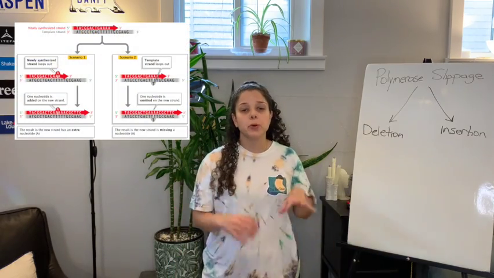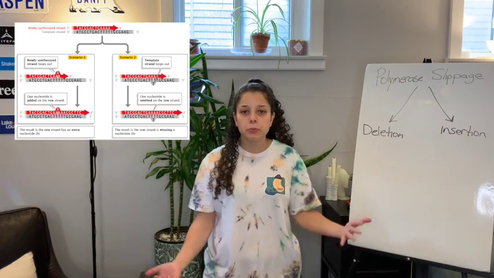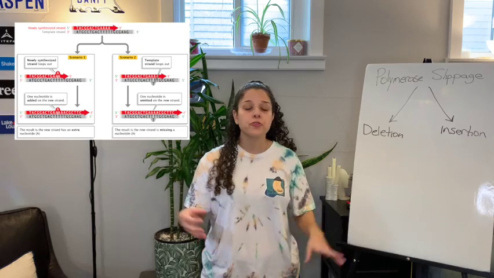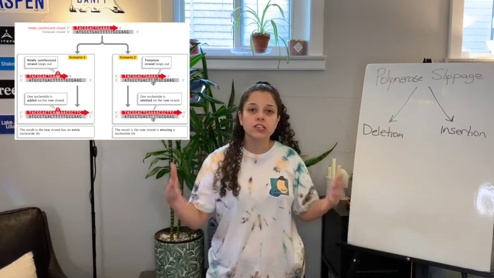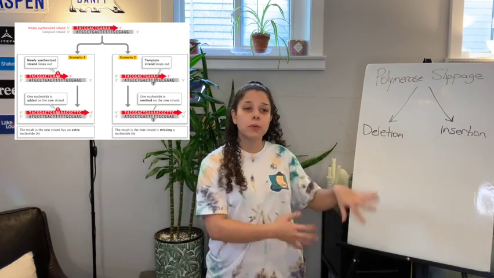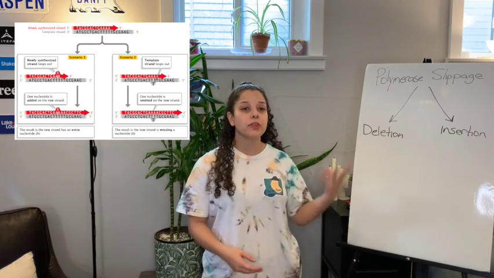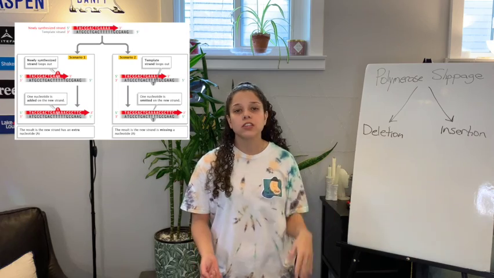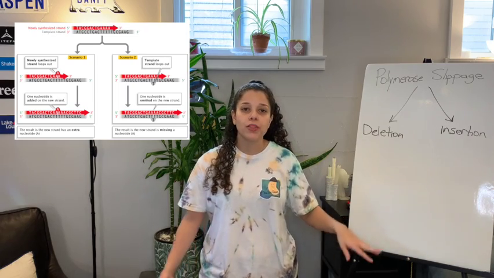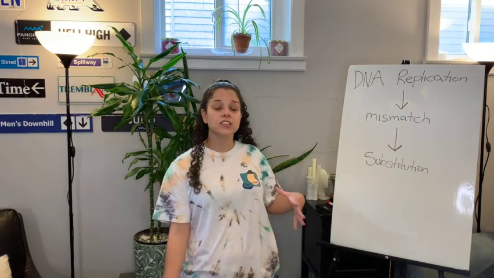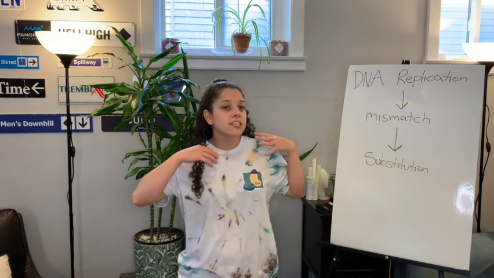All right, next type of mutagen is polymerase slippage. This occurs during DNA replication, where either the template strand or the newly synthesized strand slips back as it's being replicated. And that can induce either an insertion or a deletion mutation, depending on whether it is forward or backward slippage.